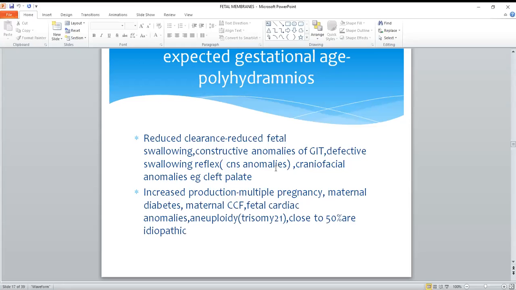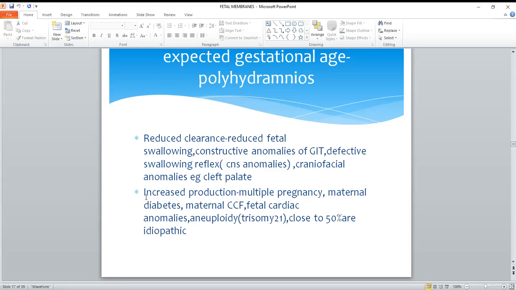So you can just say that in layman's terms: you're not swallowing properly. That's why it will lead to polyhydramnios, because there will be reduced clearance of the amniotic fluid. Also, craniofacial anomalies, e.g., cleft palate. The craniofacial apparatus is used in swallowing, like the palate and all. So if you have any craniofacial anomaly, it means you will affect swallowing of the amniotic fluid, so it will result in polyhydramnios.